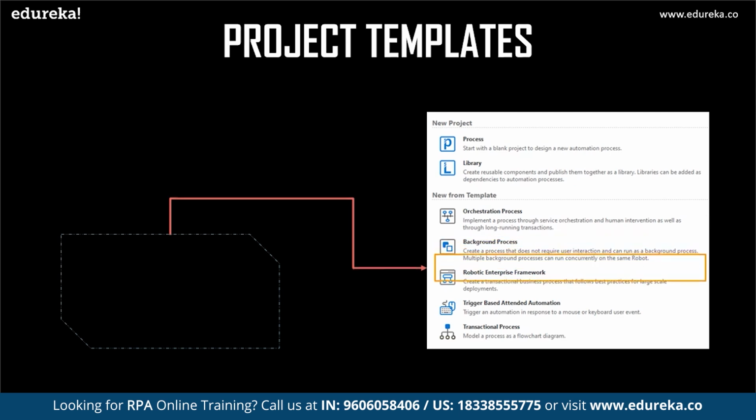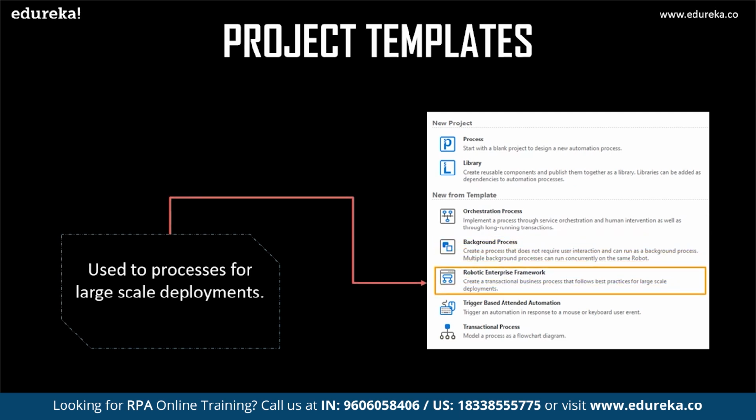After that, we have the robotic enterprise framework. This is used to create transactional business processes that follow the best practices for large-scale deployments. If you want in-depth knowledge about the robotic enterprise framework, you can refer to my session on UiPath REFramework or UiPath advanced training, and then you'll get a deep understanding of this particular framework.